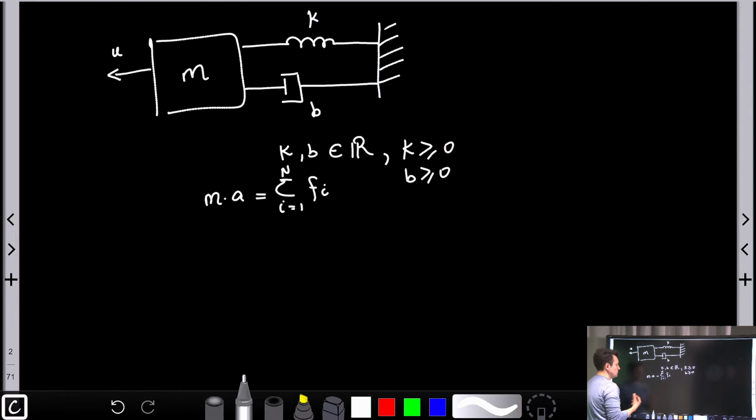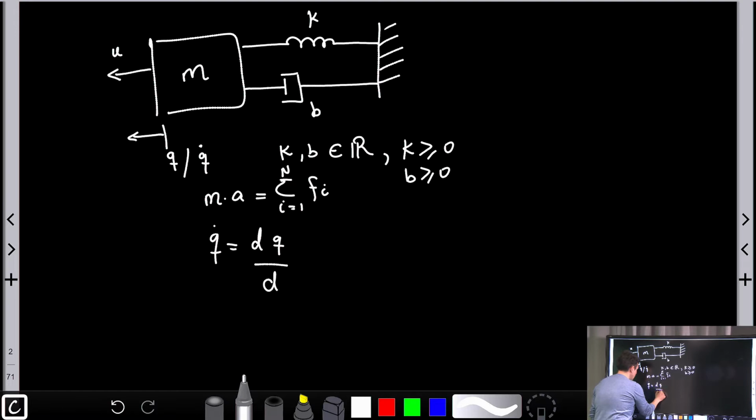If we apply a force to the mass, it means that the mass will have movement. We have a movement that we will call q. This is just a regular displacement, which means that if we take the time derivative of q, then we have also a speed of the mass, which we will call q dot, the time derivative of q. In this case, q depends on time, and q has only dimension one.